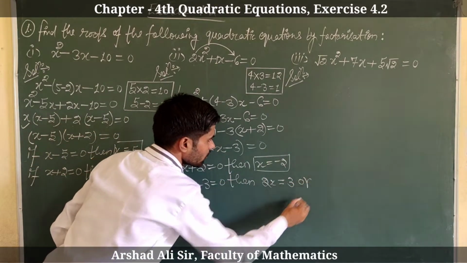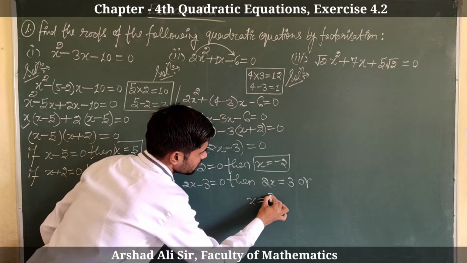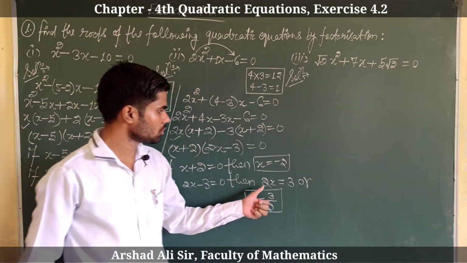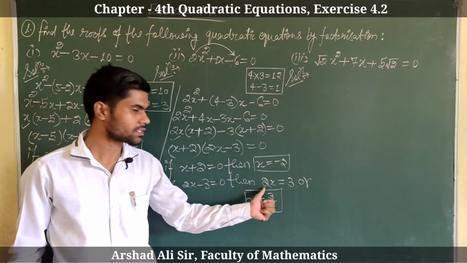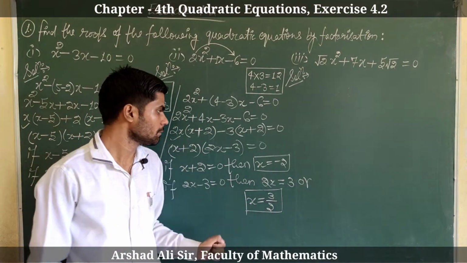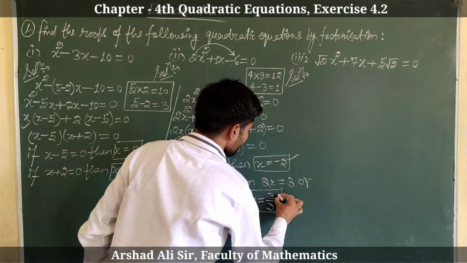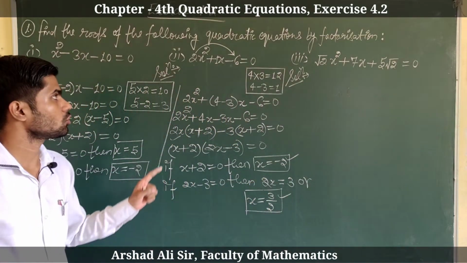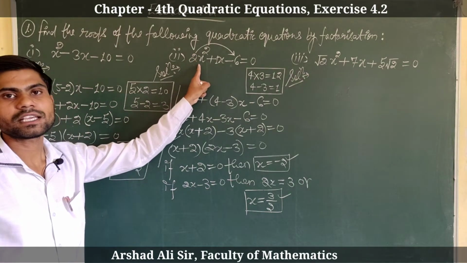Or we can write x is equal to 3 upon 2. Why x is equal to 3 upon 2? Because 2 is in the multiplication with x, this will be in the division in right side. Okay, now we can say that minus 2 and 3 upon 2 are the roots of the given quadratic equation.